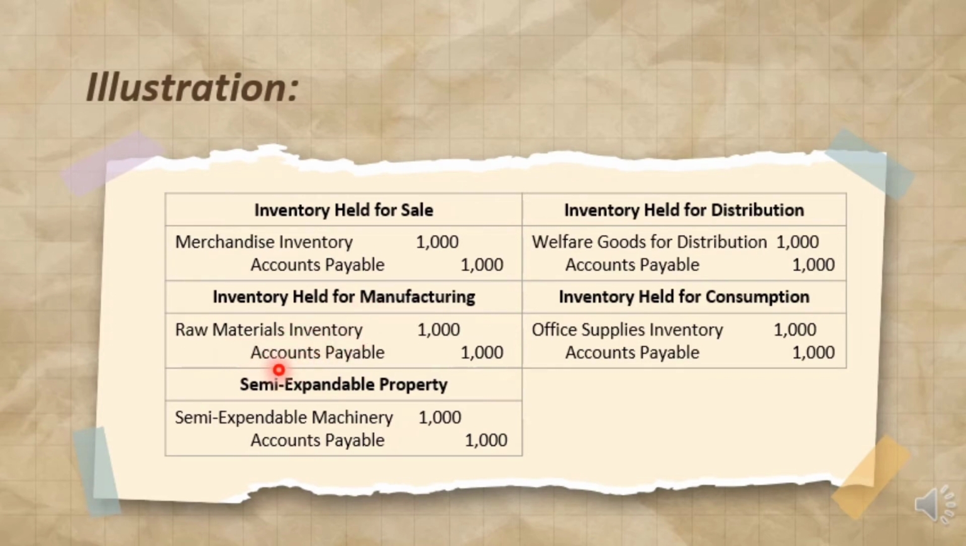Semi-expendable property, debit semi-expendable machinery 1,000, and credit accounts payable. So susundin lang natin yung binigay ko kanina na proforma for journal entries dito sa ating mga inventory. For inventory held for distribution, welfare goods for distribution, debit 1,000, credit accounts payable 1,000, and then for inventory held for consumption, we have to debit office supplies inventory for 1,000 and credit accounts payable of 1,000.